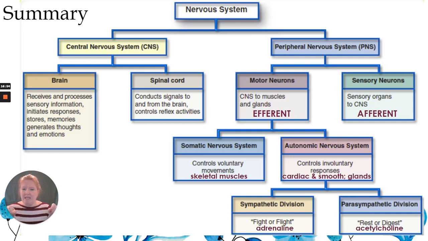And then the autonomic nervous system is further subdivided into sympathetic, fight or flight, adrenaline, and parasympathetic, rest or digest, acetylcholine. Whew, that's a lot, but I find this chart helpful. So if you can visualize it, central nervous system, peripheral, motor, sensory, motor gets subdivided, somatic, autonomic. Autonomic gets subdivided, sympathetic, parasympathetic. I find the visual very helpful. If you're a visual learner, this will definitely help you.